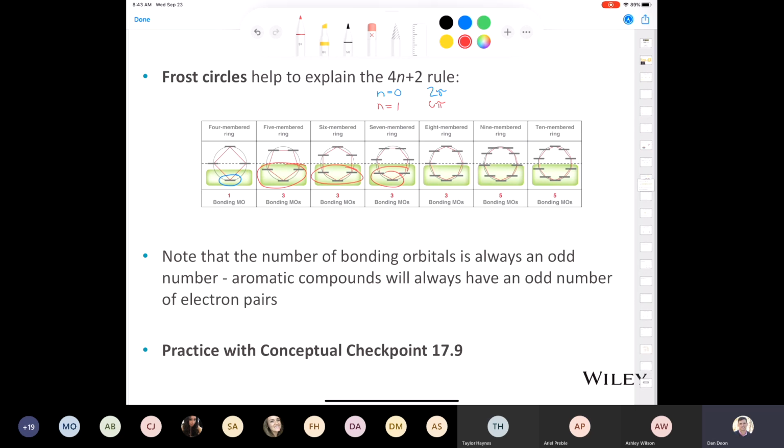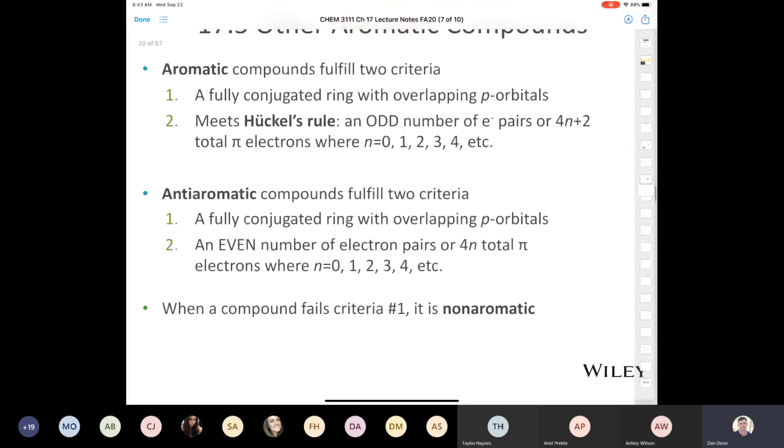Here we'd have 6. And when n is equal to 2, 2 times 4 is 8, plus 2 is 10. 10 pi electrons. Look at the last two: you'd have a total of 10 pi electrons and 10 pi electrons, like that. Pretty cool, huh? Note that the number of bonding orbitals is always an odd number. Aromatic compounds will always have an odd number of electron pairs. All right, so the Frost circle is kind of cool, huh?